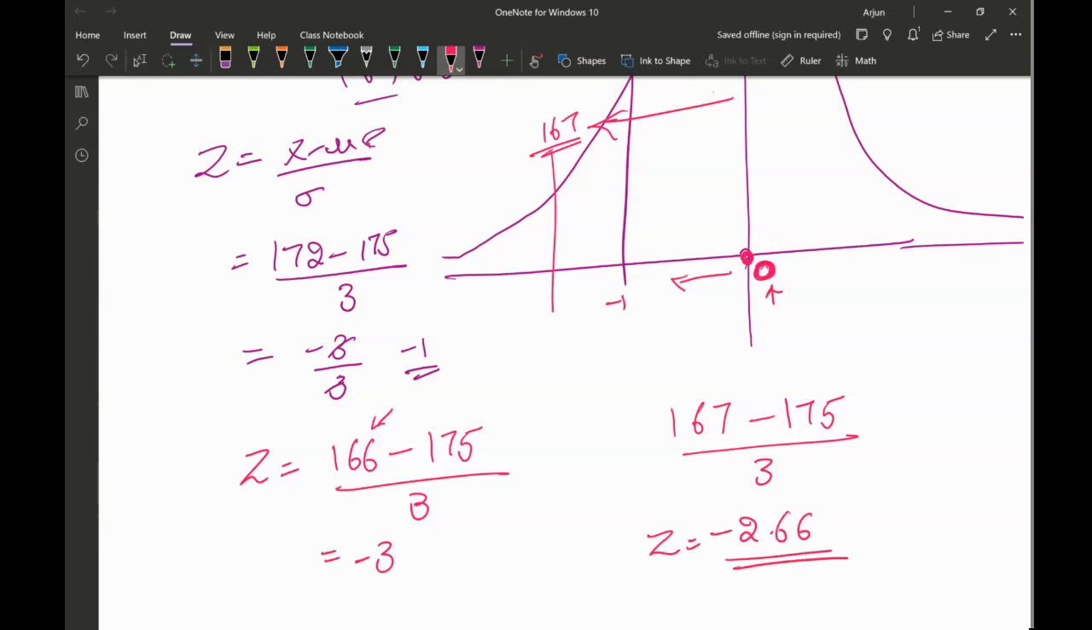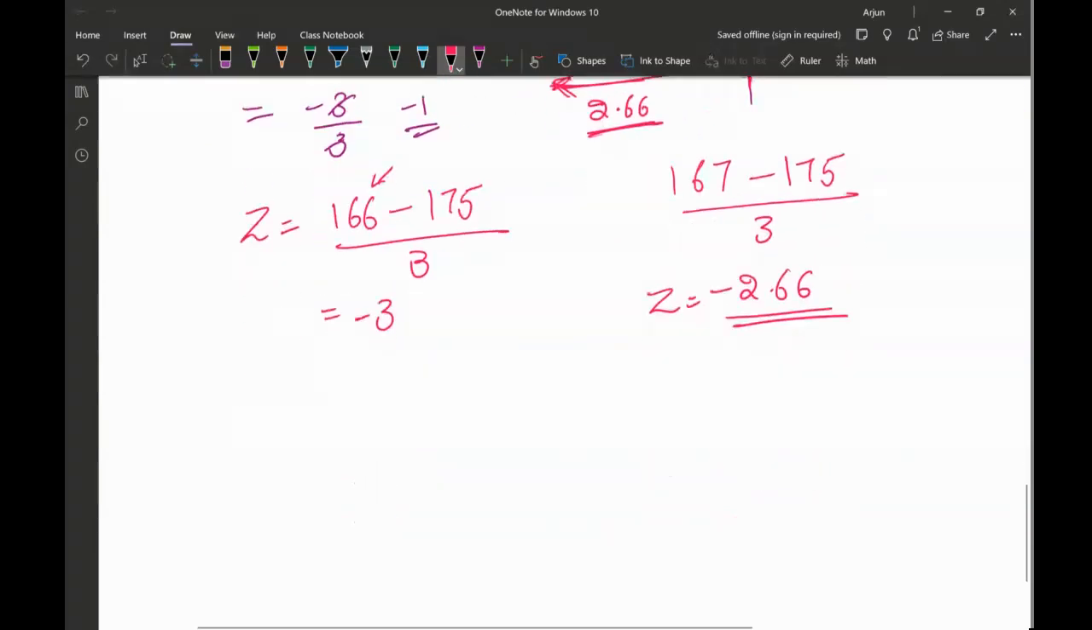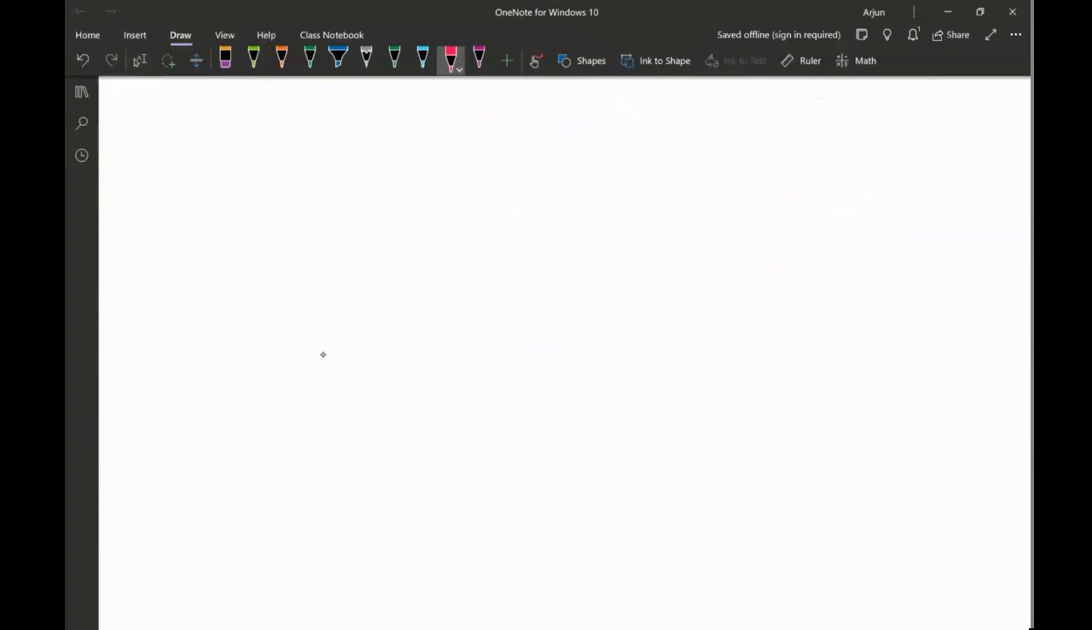Z-score is negative 2.66. So you are 2.66 standard deviations away from the mean value. So that is the number of standard deviations. So that's how you find out the z-score. Now your next question is going to be why z-score is helpful for us. So z-score is helpful for us to find out the probability.